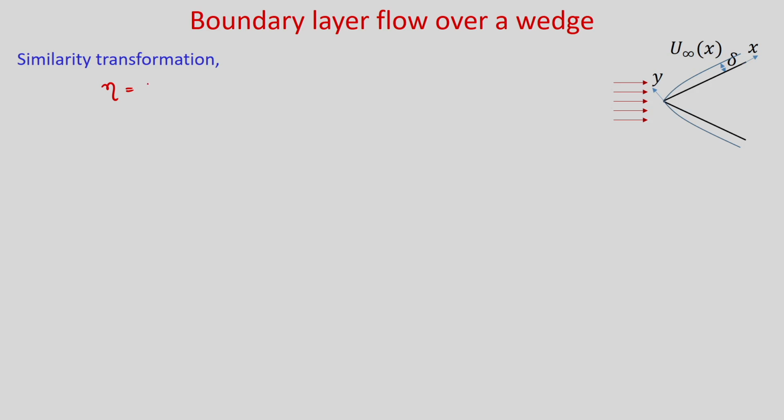Now, we will use the similarity transformation and find the ordinary differential equation from these boundary layer equations for flow over a wedge. We will consider the same similarity parameter eta which we considered for flow over a flat plate. So, we will consider eta is equal to y g, where g is a function of x, and we have already derived that g is equal to root of u infinity by nu x.